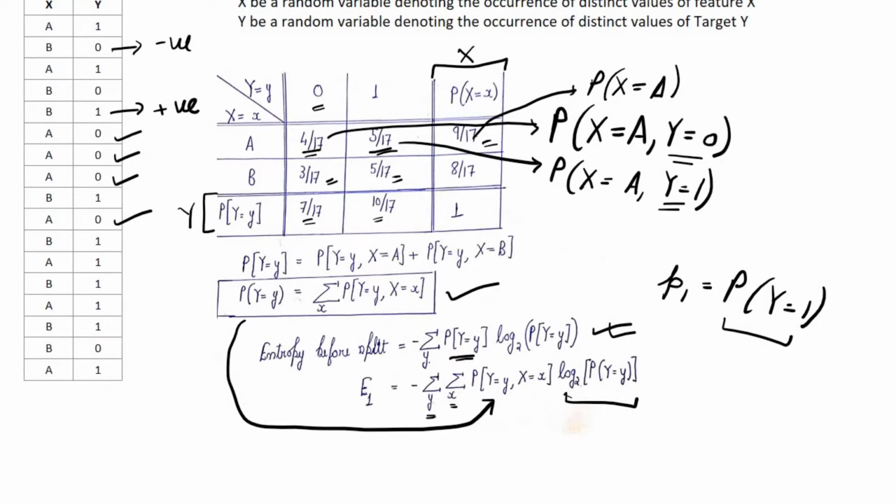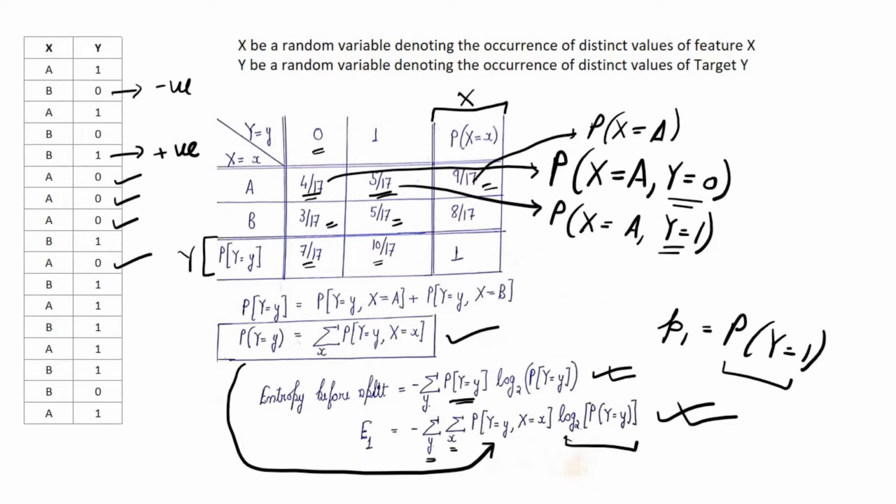One important thing we need to note over here is the fact that this result can be generalized for more than two distinct values of x. We had only two distinct values, a and b, but in case we have n distinct values of x, a1, a2, a3 up to an, it can be generalized for that as well. When I'm talking about generalization of result, I am referring to this entropy before split, e1. And also for more than two classes in the target variable, this result could be generalized.